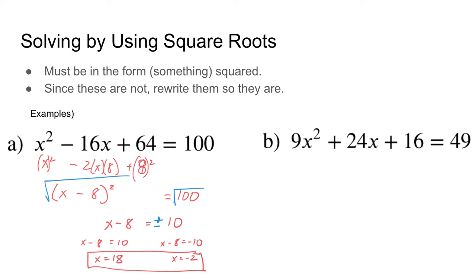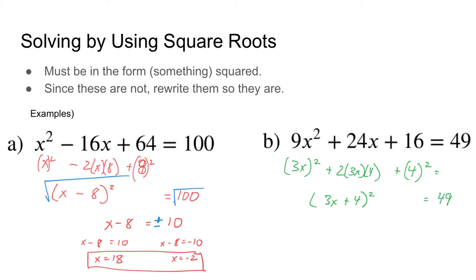Let's take a look at B. 9x squared plus 24x plus 16 equals 49. Again, let's make sure you recognize that this is, in fact, a perfect square trinomial. Do you see the 3x? Do you see the 4 that's squared? And then in the middle, you get 2 times 3x times 4. 2 times 3 is 6, times 4 gives me the 24. So we can rewrite this as 3x plus 4, that quantity squared. Don't forget the equals 49.